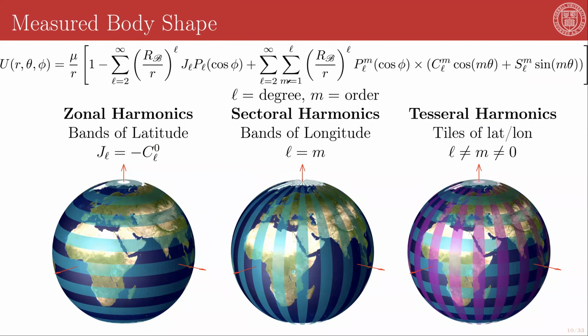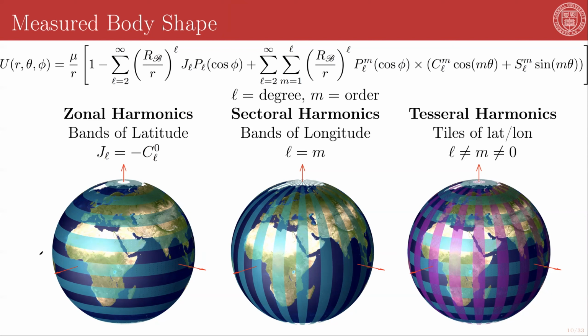Where you'll notice now, in this interior summation, m goes from 1 to L. Previously, it was from 0. That's because the m equals 0 terms are now captured in this summation here. The nomenclature is that L is the degree of the spherical harmonic or multipole moment, or the potential function equivalently, and m is the order, and the azimuthal terms, the J sub L terms, the things for m equal to 0, correspond to zonal harmonics.